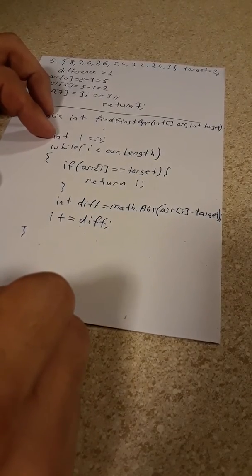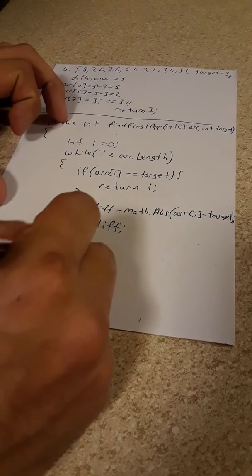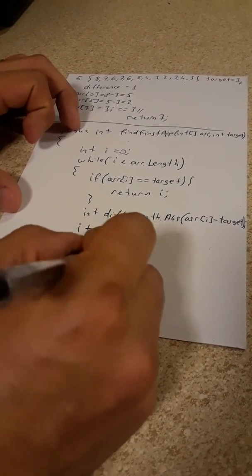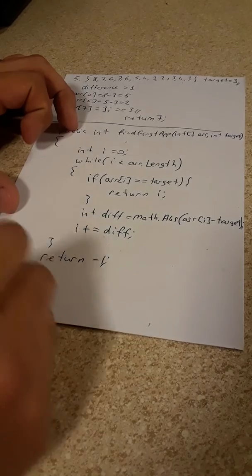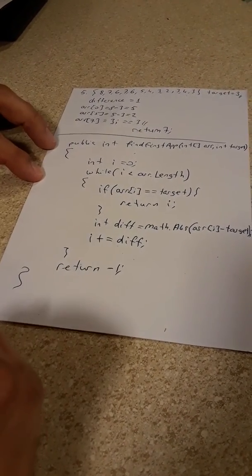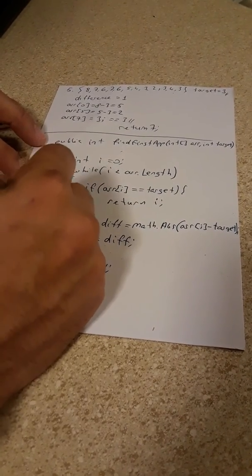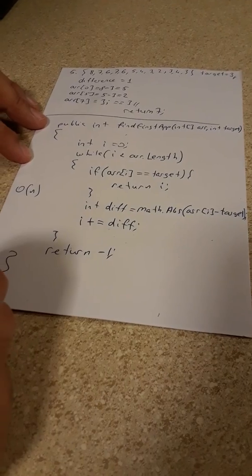If I do not find the element in the array, I will just return -1, and that's it. And since I'm using a naive approach here, the time complexity will be O(n), where n is the number of elements in the array.